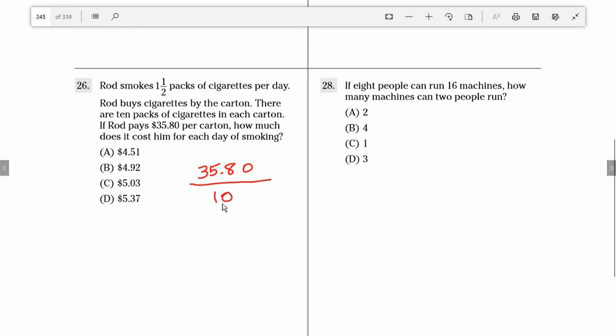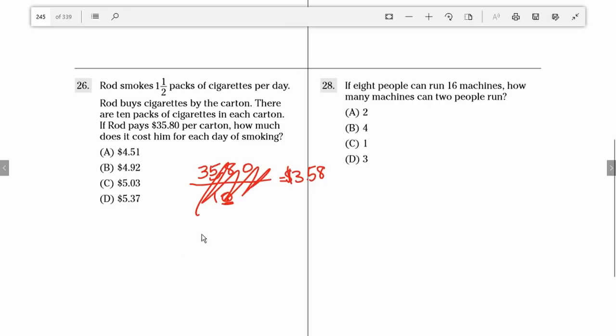As I mentioned earlier, when you divide or multiply by 10, 100, or 1,000, you just move the decimal place left or right accordingly. When you divide by 10 or 100, you move the decimal place to the left by the number of zeros. So there's a 1 0 here. This gets moved to the left 1. So this becomes 3.58. I'm done with that division. That quickly. Got to be able to do that. So it's $3.58 per pack.